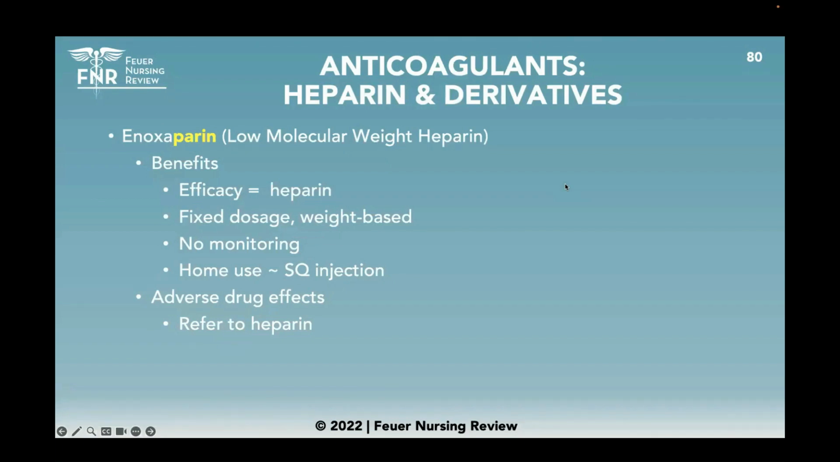It's also available as a sub-Q injection, which makes it easy for the patient to self-administer at home. But same adverse effects, hemorrhage, so be aware of your signs and symptoms to educate them to report, and they can experience HIT with the Lovenox as well.